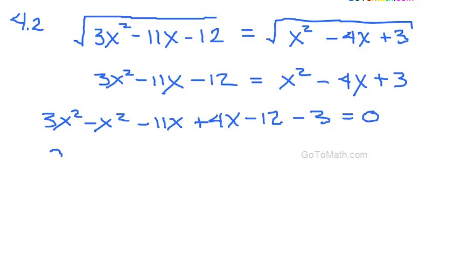I'll just write it over here. 2x squared, we got negative 11x plus 4x. That's going to make that 7x. Alright. Minus 12 minus 3 is minus 15.